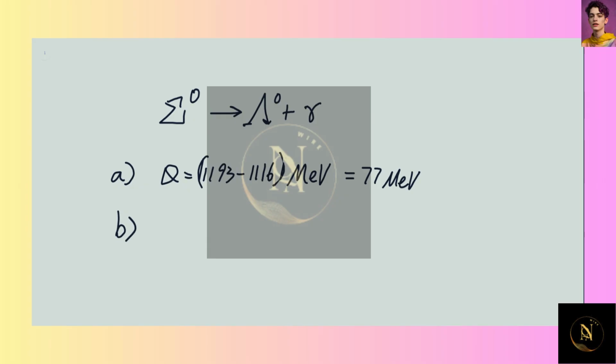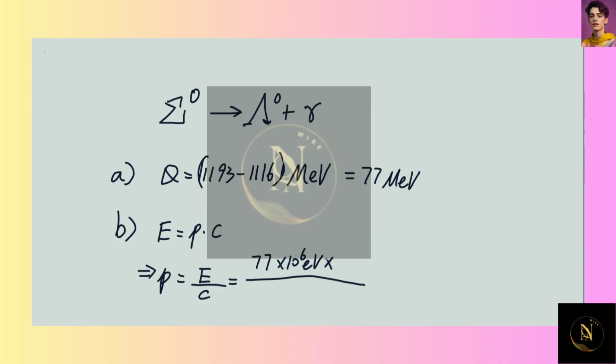And then it asks us to find the momentum of the photon. Well, momentum and energy are related by energy equals momentum times the speed of light. So here we can find the momentum by taking the energy of the photon and dividing by the speed of light. So the energy is 77 times 10 to the 6 eV. But we want to convert to SI units, so 1.6 times 10 to the negative 19 joule per electron volt, over 3 times 10 to the 8 meters per second.